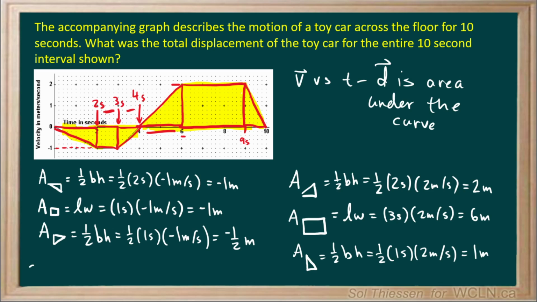Now if we add all of these together, the total displacement is going to be negative 1 meter minus another meter minus half a meter plus 2 meters plus 6 meters plus 1 meter. So if you add all these together, you should get a final answer of negative 1 minus 1 minus a half plus 2 plus 6 plus 1, which is 6.5 meters in the positive direction. So that is the answer to this problem. The total displacement is 6.5 meters across the 10-second interval.